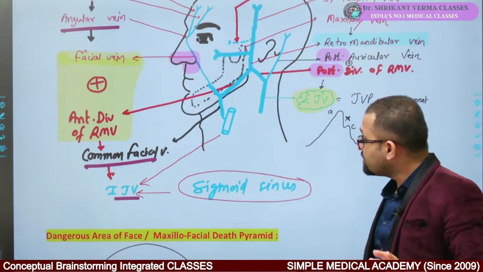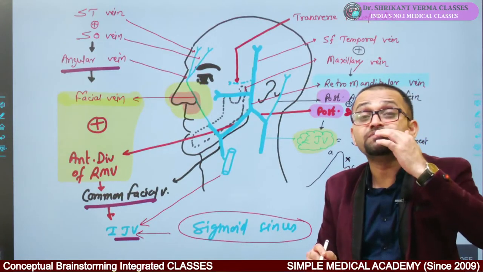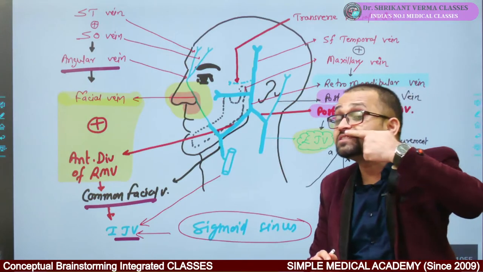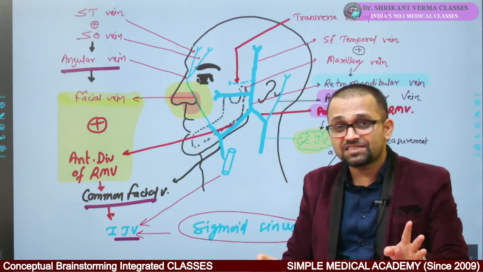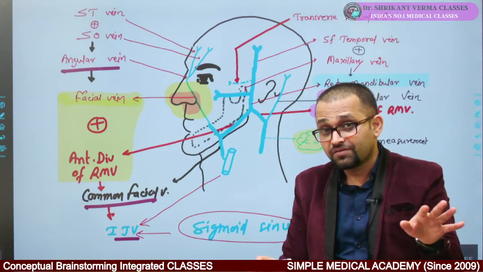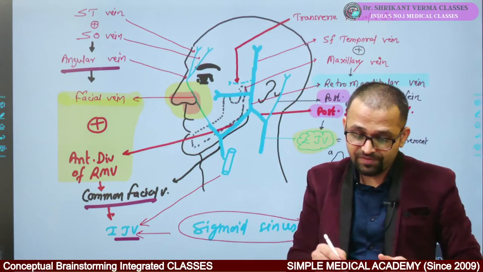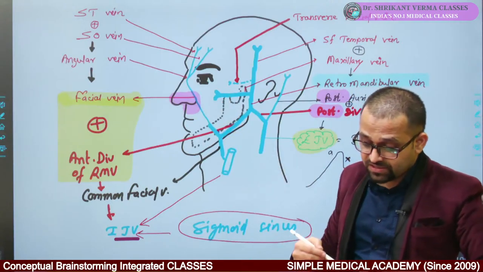Agree? Fine. Now, what you have to remember, this lower part of the nose and upper lip is known as the dangerous area of the face. Why? Because this infection reaches the cavernous sinus, and when the cavernous sinus gets infected, there is death, because the internal carotid artery and many important cranial nerves are there. We will see. Fine. So these are the different points regarding the venous drainage.